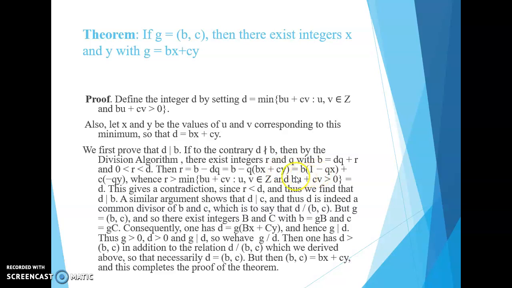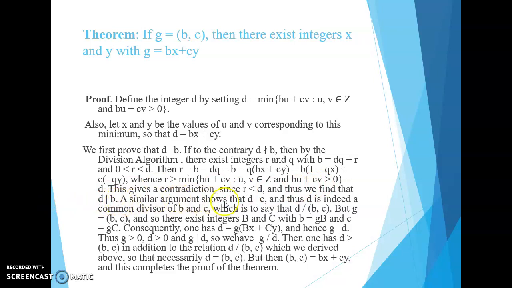So rearranging again, I will get b into (1 minus qx) plus c into (minus qy), where r is greater than or equal to the minimum of bu plus cv, where u and v are integers. That is equal to d. This gives a contradiction since r is less than d, and thus we find that d divides b.